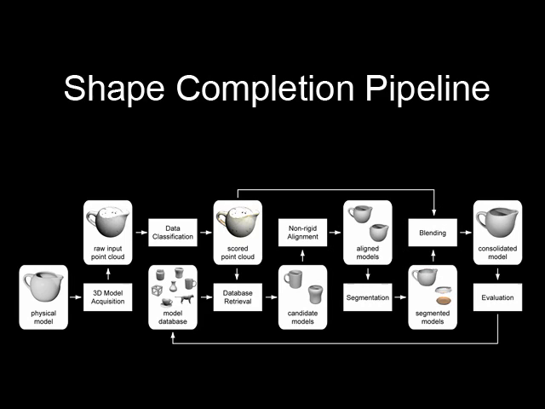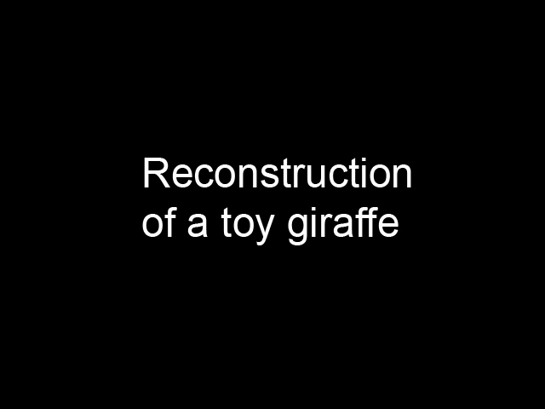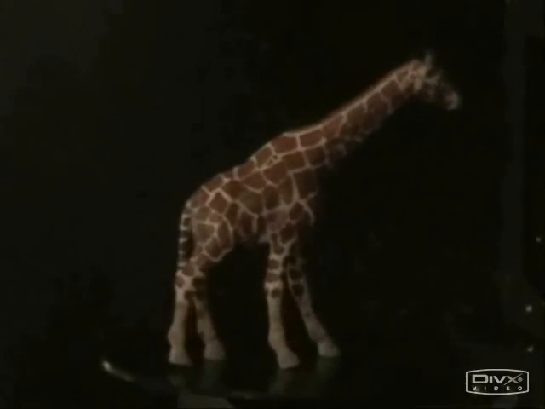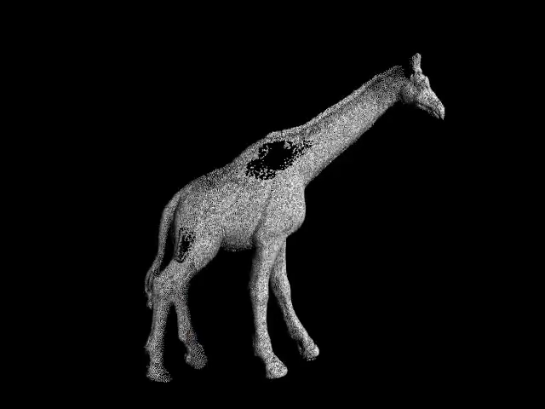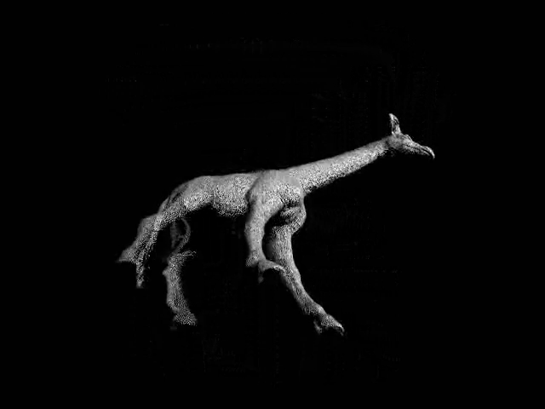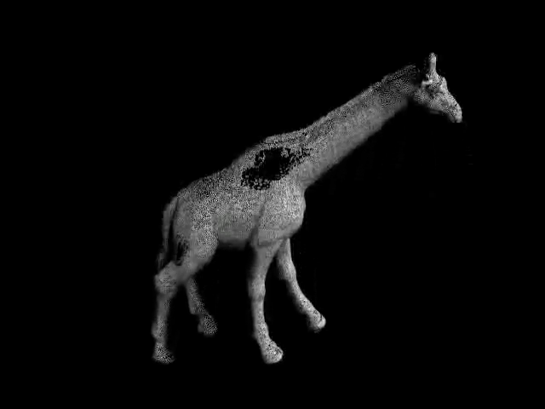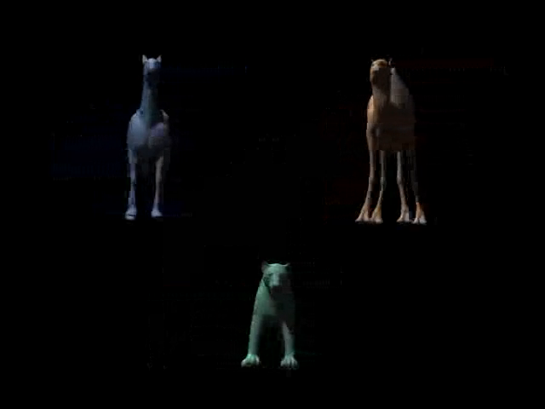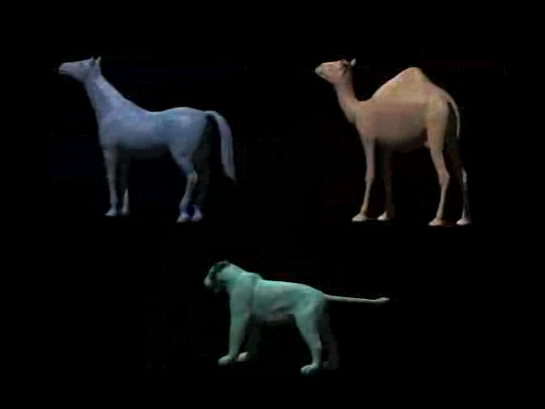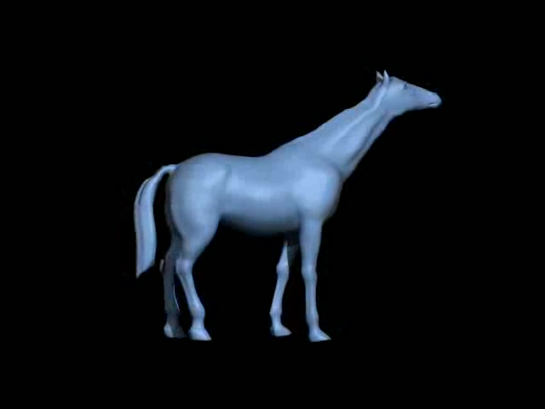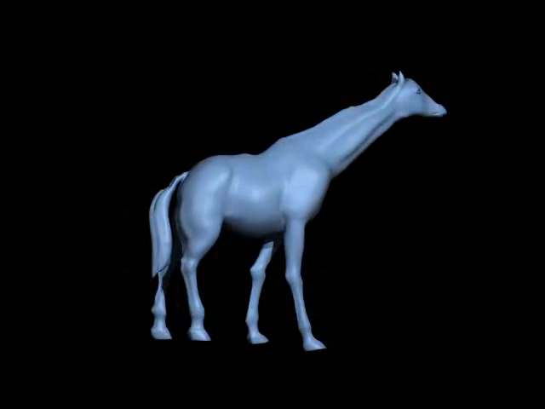We apply our shape completion pipeline to reconstruct the surface of a toy giraffe acquired using laser range scanning. As can be seen in this animation, the input data is noisy and highly incomplete. We retrieved 3 models from the database, a horse, a camel, and a lion, to create a complete model representation for the giraffe. Each of these models is warped towards the acquired dataset, here shown for the horse model.